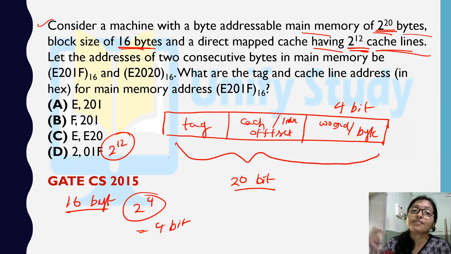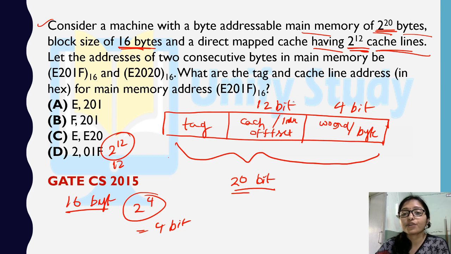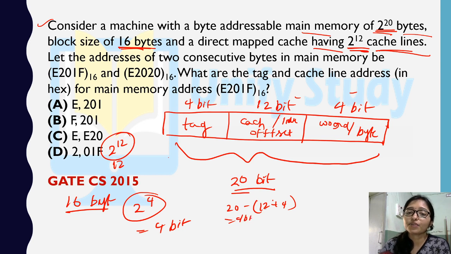To identify and map the cache lines, 12 bits are required, so the index will be 12 bits, right? The total was 20 bits, so 20 minus 12 plus 4, that will be 4 bits. Clearly the tag will be 4 bits. So totally it is divided into 3 parts: this is 4 bits, this is 12 bits and this is 4 bits, right?